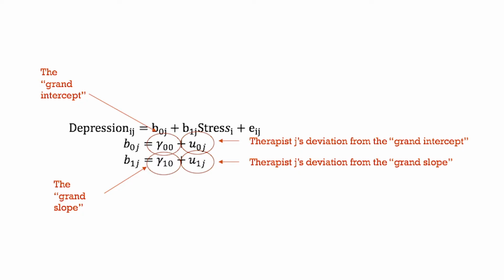And here's a handy little visual that shows gamma 0, 0 is the grand intercept, and then U0j is therapist J's deviation from the grand intercept. And then we have gamma 1, 0, which is the grand slope or the fixed effect slope. And then we have U1j, which is therapist J's deviation from that grand slope. Isn't it lovely? So let's go ahead and look at an example.